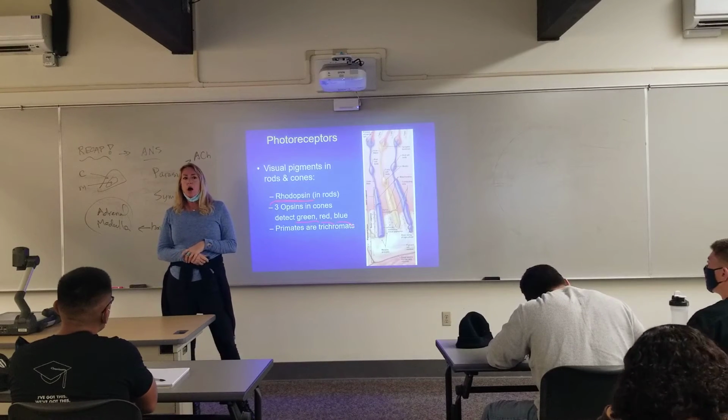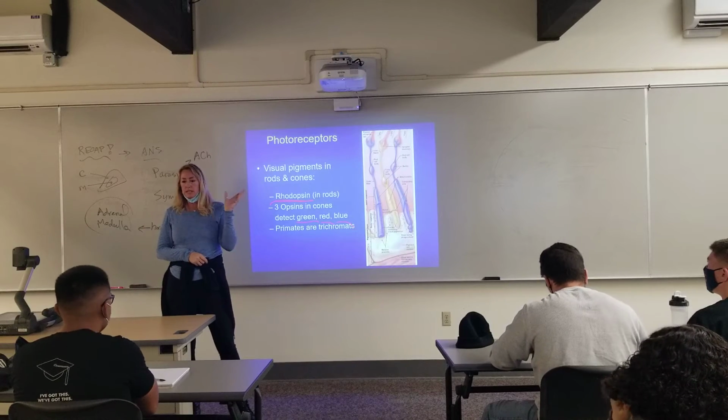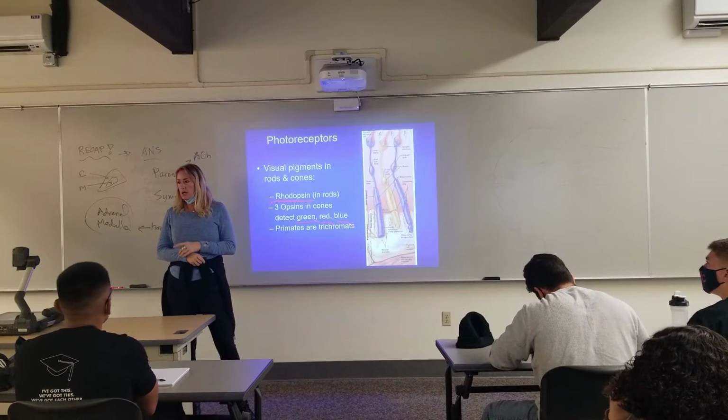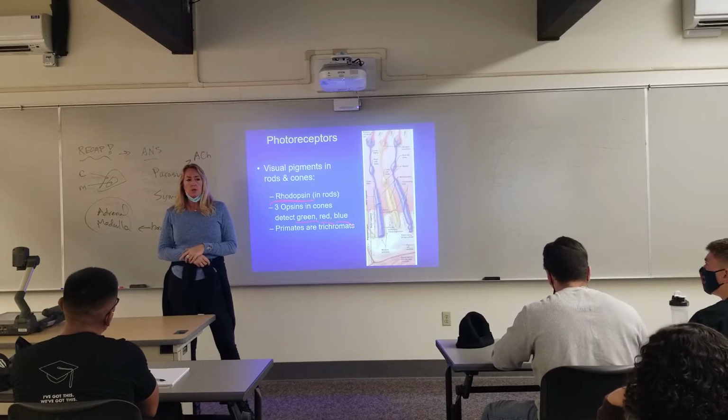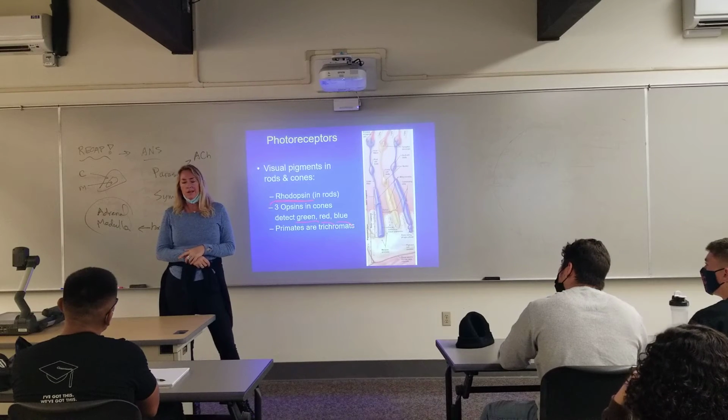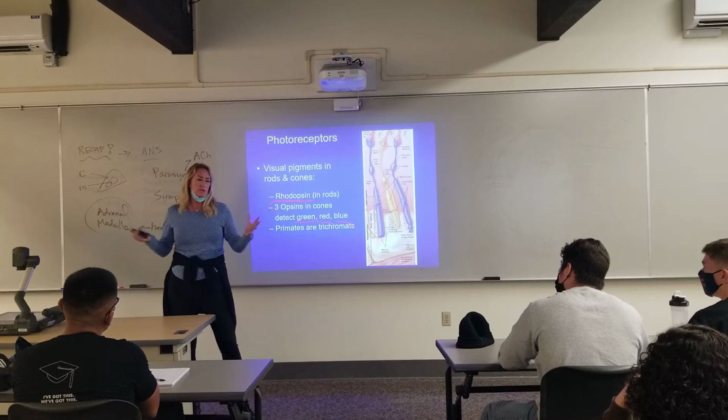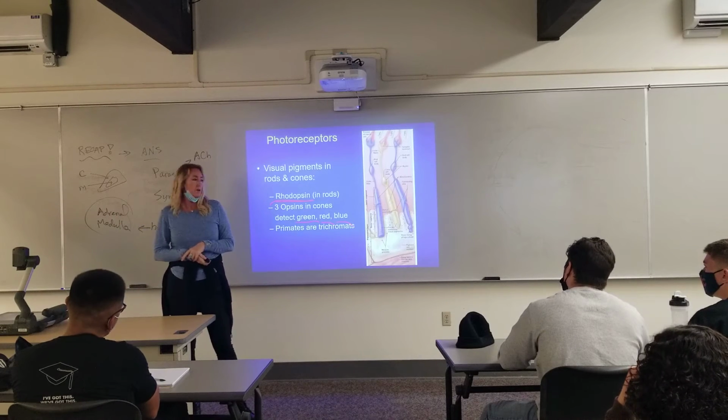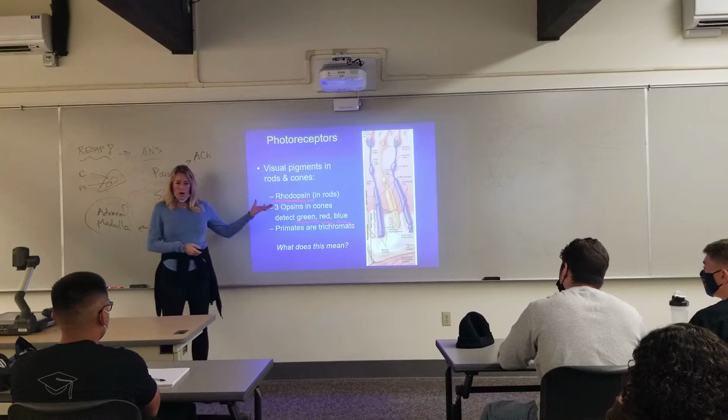But not all mammals are trichromats. Dogs, for example, and cats, are dichromats. So you've probably heard, oh, your dog sees in black and white. That's not true. They don't see in black, they see color. They just don't see the rainbow of colors that we see. Yes? Okay. What does that mean, trichromat?